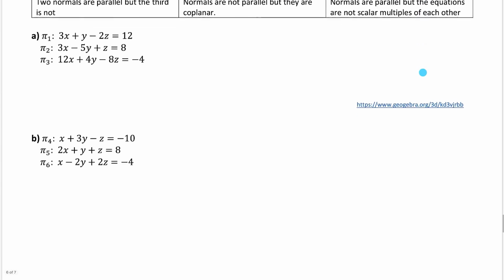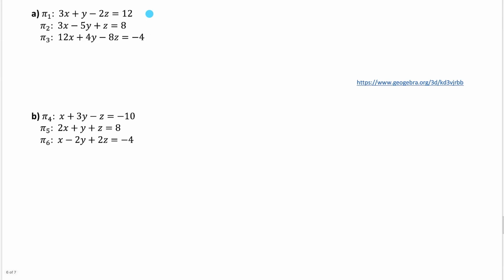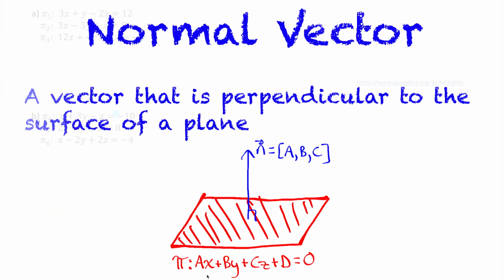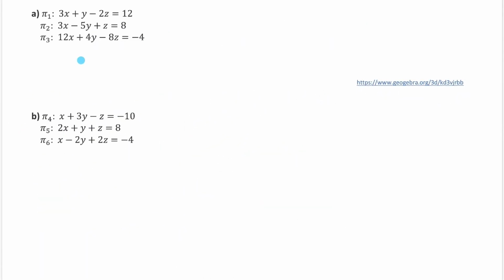Like if I look at example A, I may want to just look at the normals very quickly, and specifically the normal vectors from plane 1 and plane 3. And remember, the normal vectors are the coefficients of x, y, and z when we have the scalar equation of a plane. So the normal vector for plane 1, I'll call it normal 1, is equal to 3, 1, -2. And the normal for plane 2 is equal to 12, 4, -8.